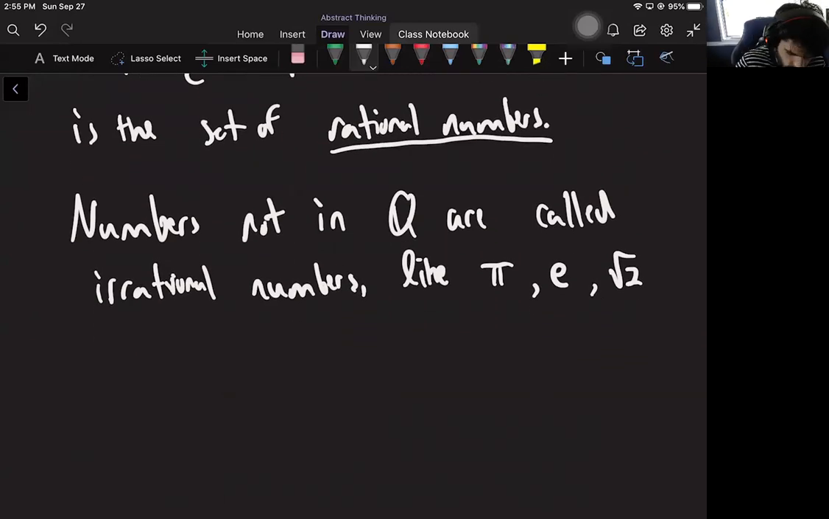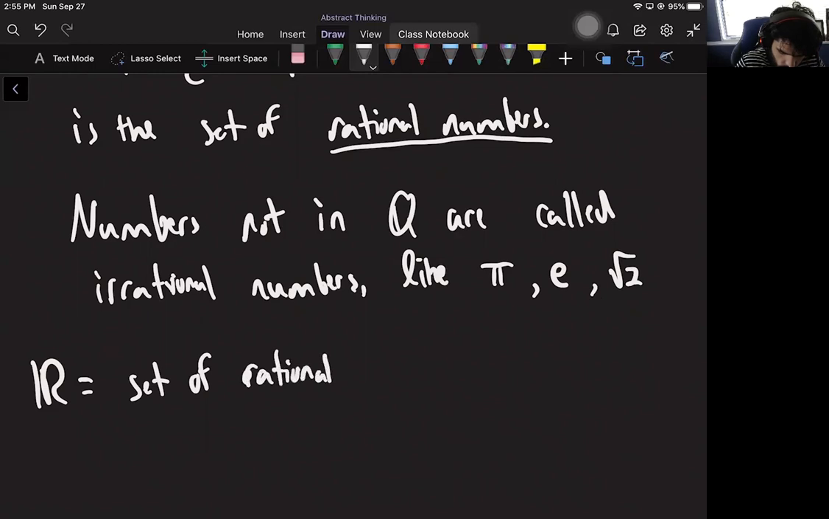So then the next permanently named set is called the real numbers. And it's the set of rational and irrational numbers together.